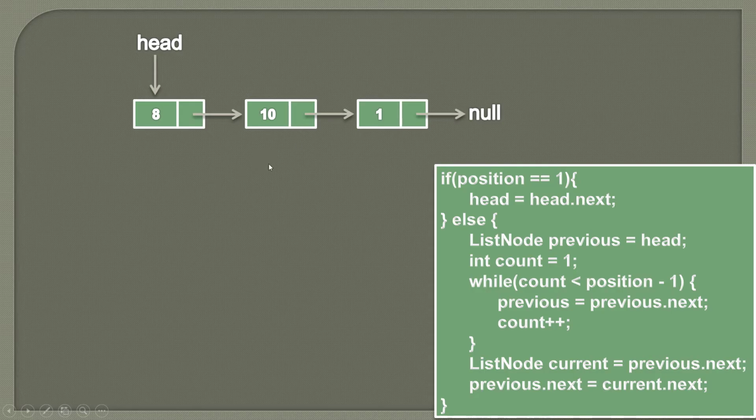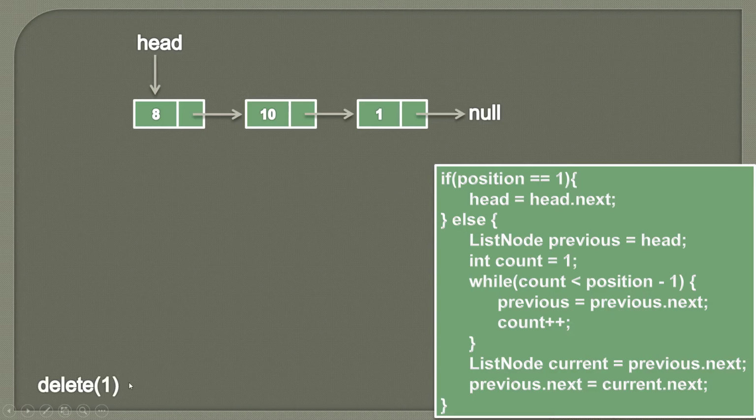And after this deletion, the node having value 8 will not point to this node, it will point to node 1. And the third case would be, let's say if we want to delete the last node, so we'll pass the position as 3. This is position 1, position 2 and position 3. So this node will be deleted, and the second last node, which is this node, will point to null after this deletion. So let's see these 3 cases.